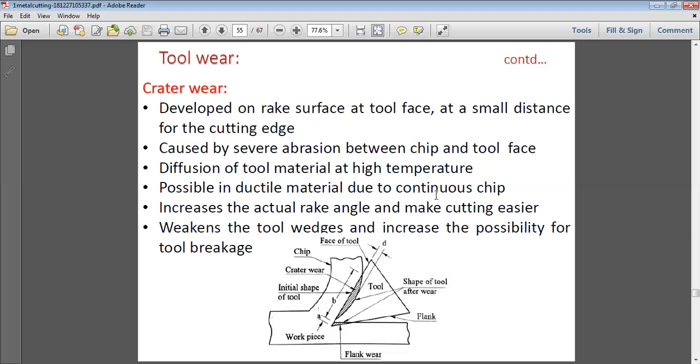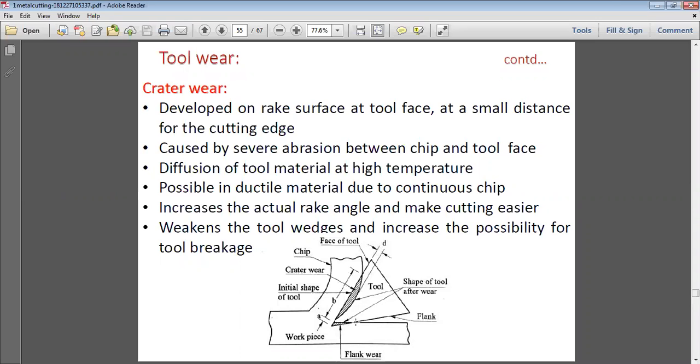So what is crater wear, if we talk of it? Let's first take the nomenclature for the tool. This is the workpiece here, and this is the tool going in between. This is the chip going in this direction, and this was the initial shape of the tool, and this is the crater here. Basically the crater is going on above the tool here. This is the flank of the tool, and this is the shape of the tool after wear.